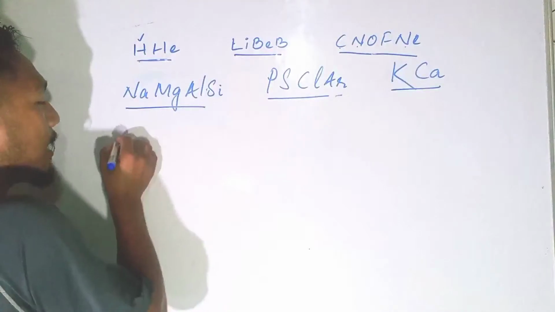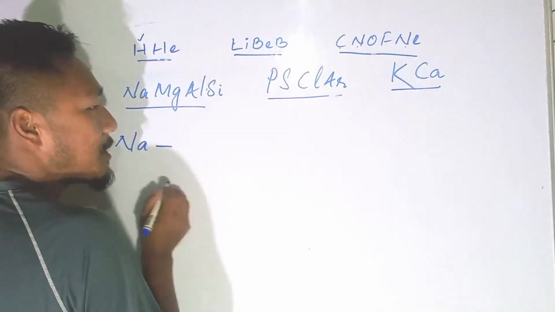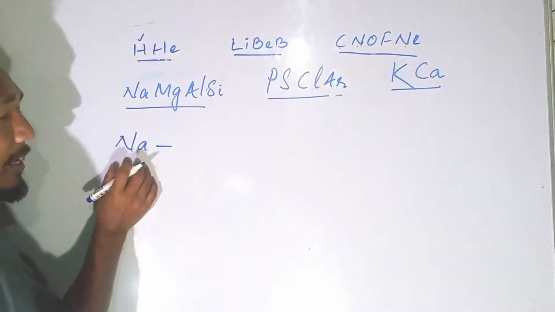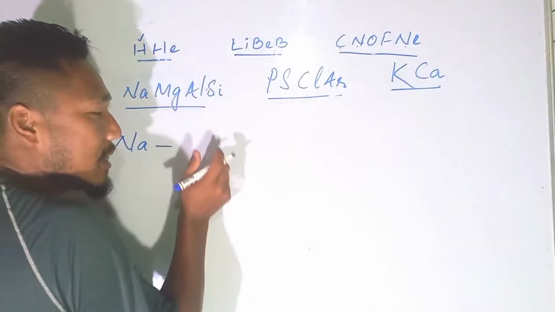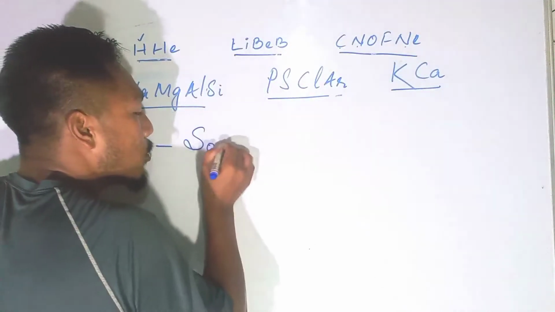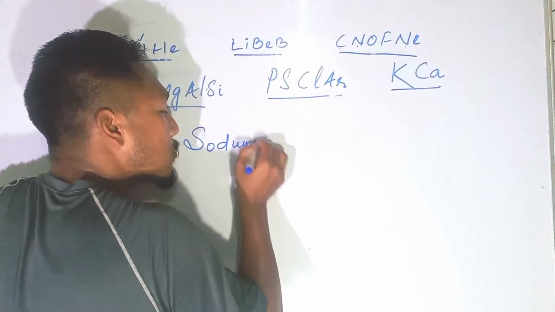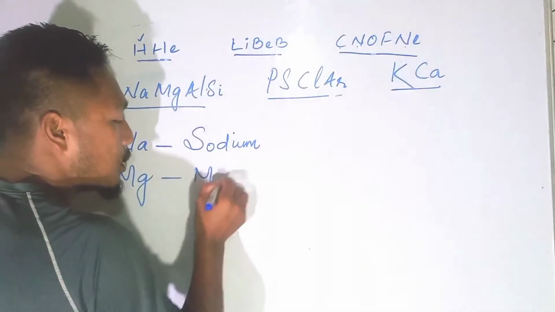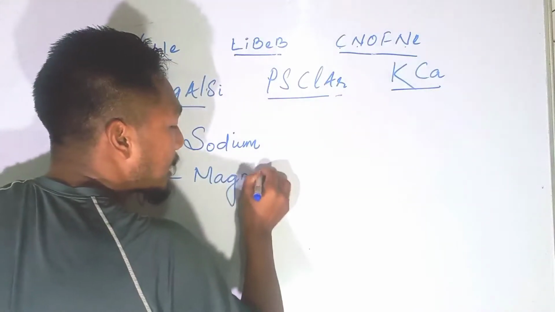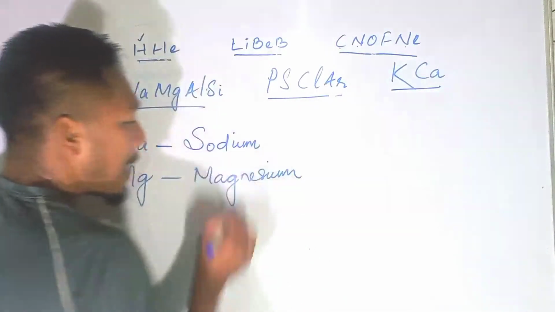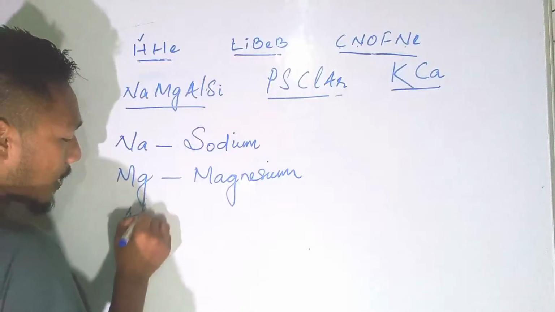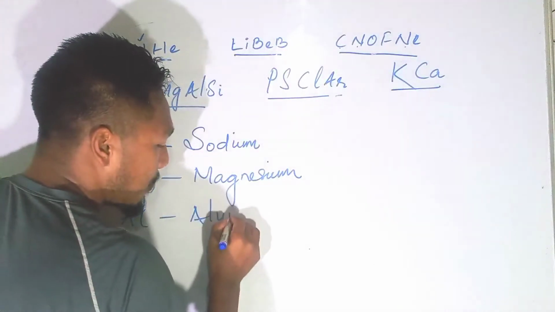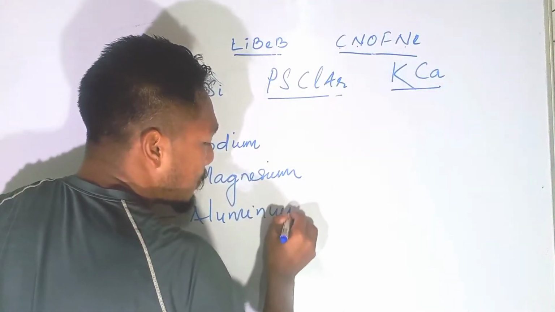Next we have NAMGA. So NAMGA means, Na is what? Na is natrium, and this natrium is denoted as sodium. Na is sodium. Mg is what? Magnesium. Then Al is what? Al is aluminium.